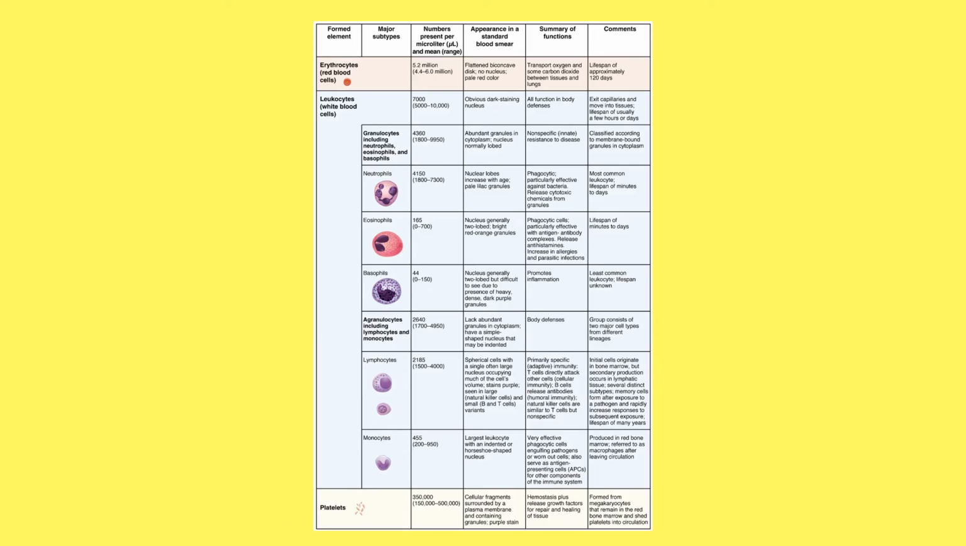The formed elements, if you break those down even further, and this is where we're going to talk about each one of these separately. You have your red blood cells or erythrocytes. You have your leukocytes. There's 5 types or classifications of these, and then the platelets.